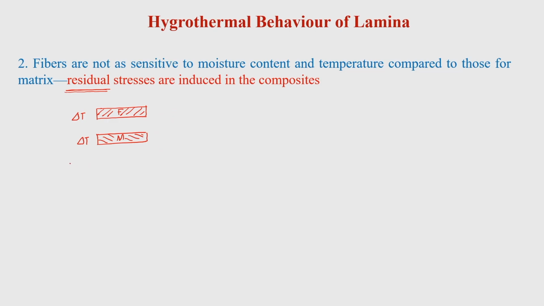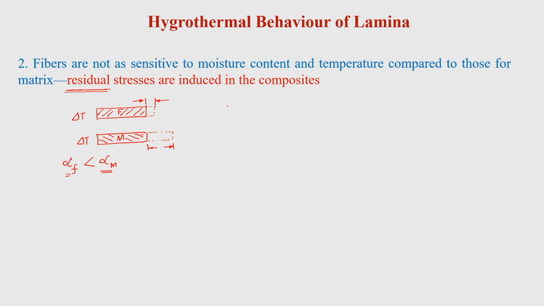Now, the coefficient of thermal expansion of the fiber is much less compared to the coefficient of thermal expansion of the matrix, meaning for delta T this fiber will have this much expansion and the matrix will have, I am exaggerating, it may not be that much, but just to show that this is more. Because the coefficient of thermal expansion of the matrix is more compared to that of the fiber, therefore, its change in length will be more.